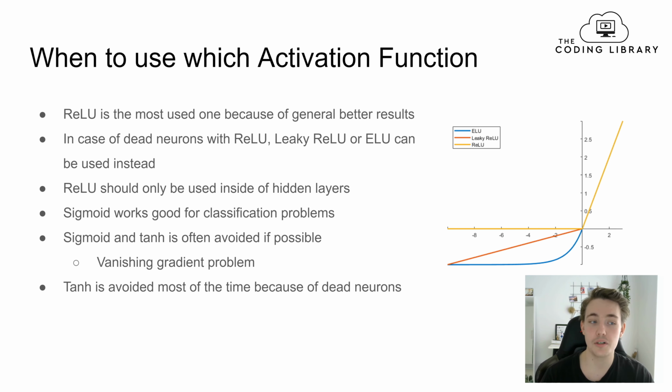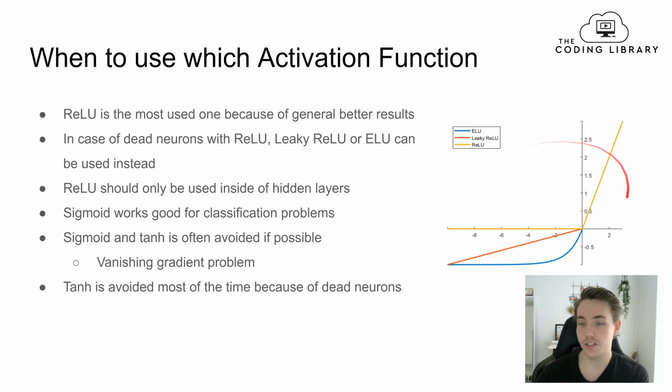So just to summarize, which activation function to use and when. ReLU is the most used one because it just gives better results in general. And in case of dead neurons with ReLU, we can use either the leaky ReLU or the ELU. These can be used to try to solve the problem with dead neurons.